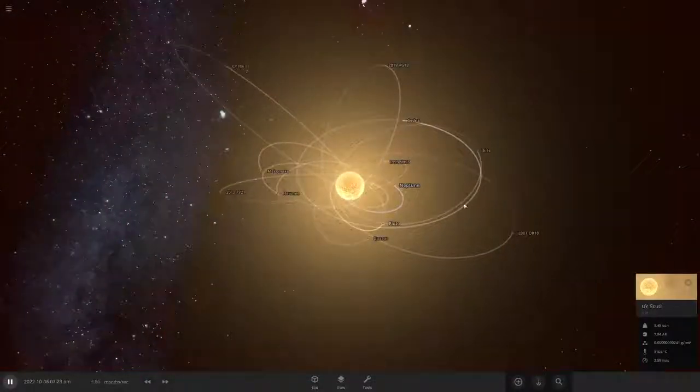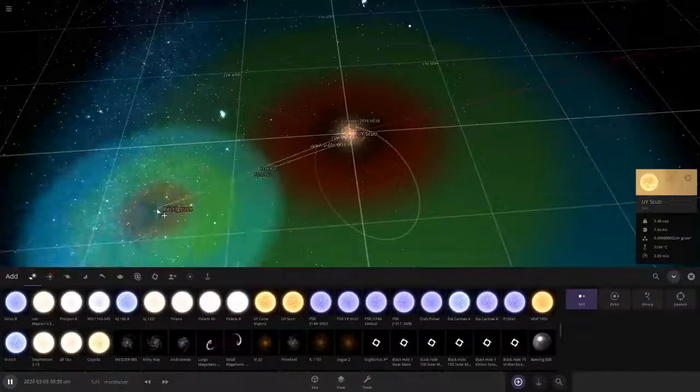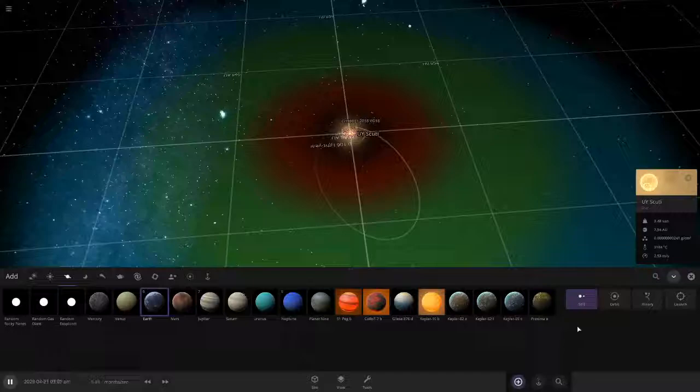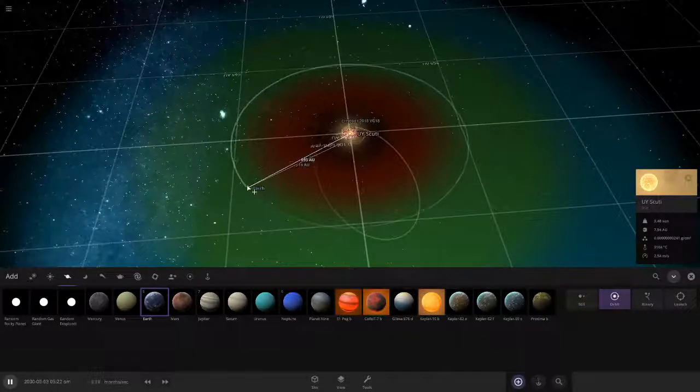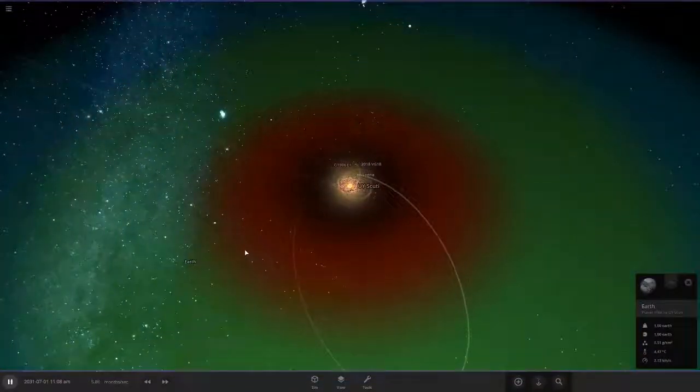Actually, Sedna is no longer habitable. But Sedna's orbit with the sun, it can actually reach habitability temperatures. Not habitability with anything else, but just in temperature. So let's add the Earth. Add the Earth there. Let's try to get habitable Earth.